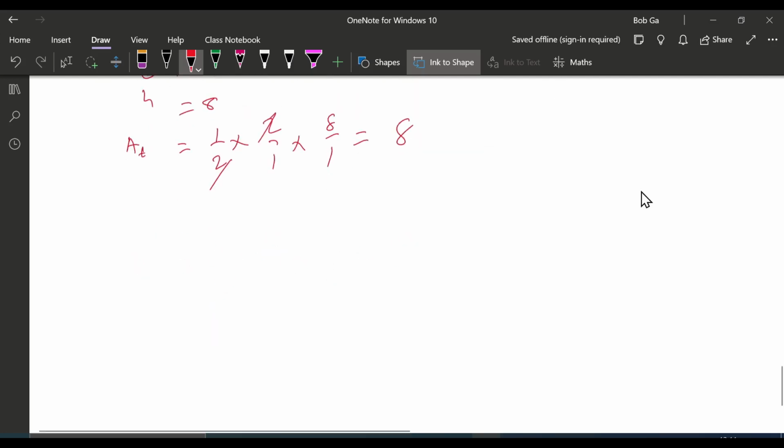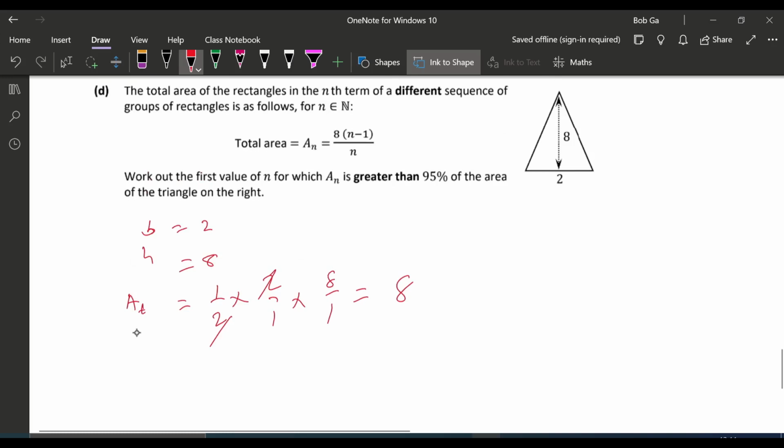What we've been told is that the area A_n, which is given by 8 times (n minus 1) over n, in the bracket there, must be greater than 95% of 8. Of course, this is a greater than sign. 95% is the same as 0.95, that is 95 over 100. That's how we got 0.95.